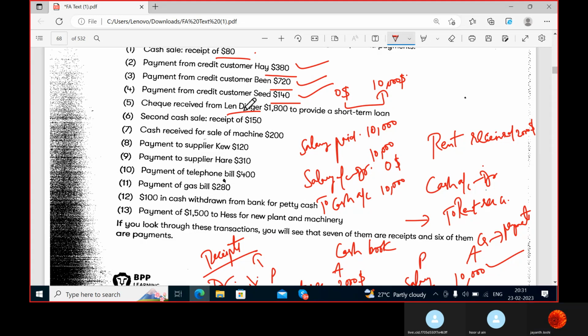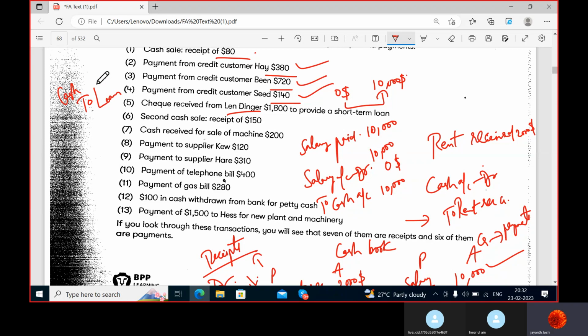Yes or no? Yes, sir. So now the lender has given what to me? $1,800 as a short-term loan in the form of a check, which I can encash. So I'm receiving money or I'm paying money? Definitely I'm receiving money. And the entry would be cash to loan.